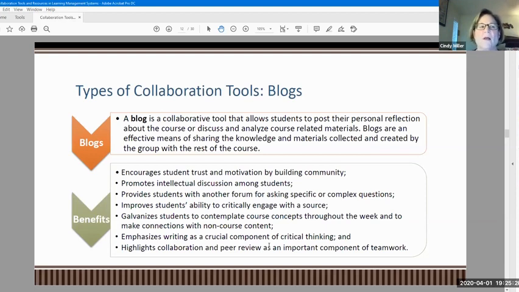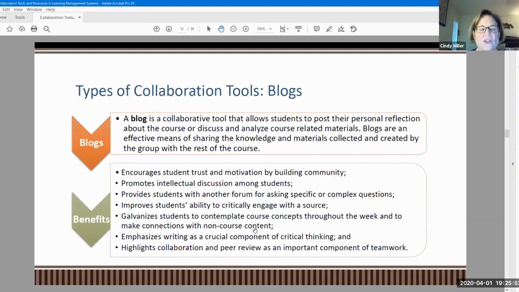They can also, in a blog, add additional links to other resources, all kinds of different things like that. I'll show you some of the blogs I've done in just a moment, but it emphasizes writing as a crucial component of critical thinking. It really galvanizes students to contemplate what they're learning, and then it highlights collaboration and peer review.